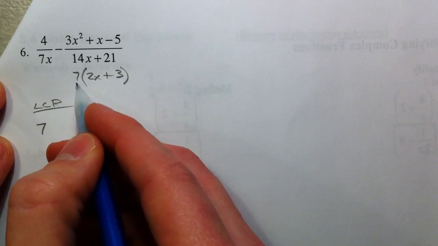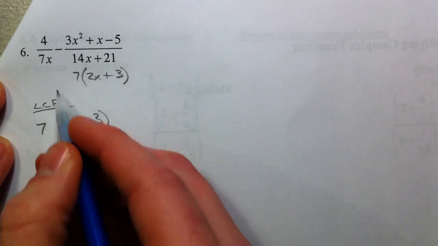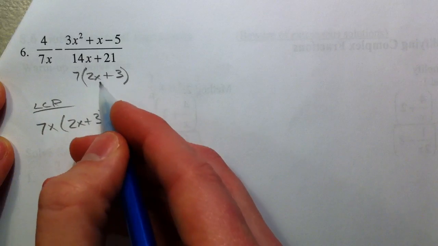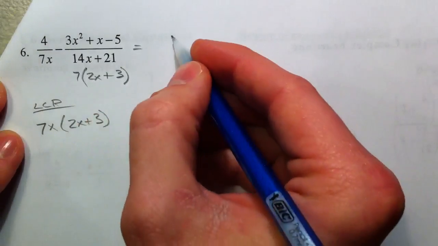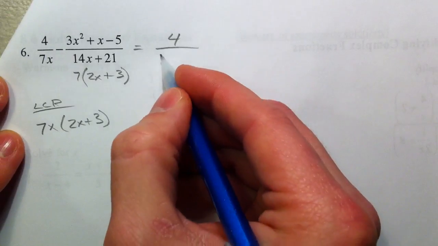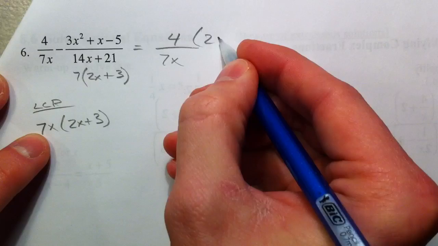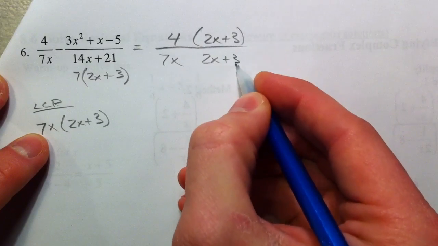Both of those already have the 7. It's got to have the 2x plus 3 in it. And it also has to have this extra x because it's not a factor of the 2x plus 3. So 4 gets multiplied by, it already has the 7x, it needs the 2x plus 3 over 2x plus 3.